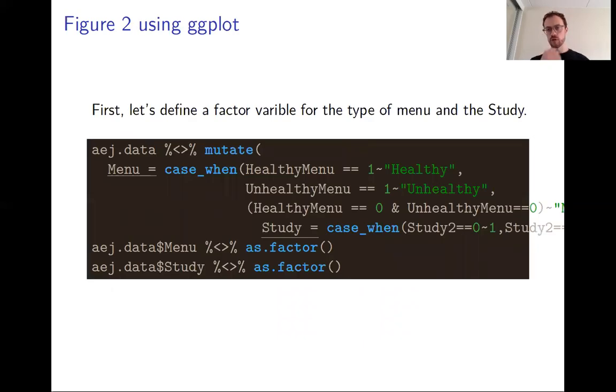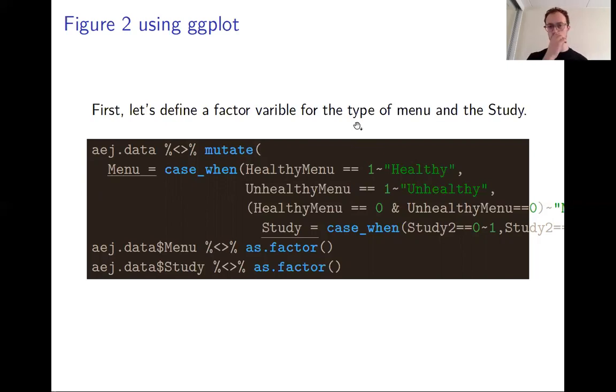So first, since all of the factor variables come as dummy variables, they just have a 0, 1 variable for being in study 2, and they have a 0, 1 variable for having seen a healthy menu, yes, no, or having seen an unhealthy menu, yes, no. But to use ggplot properly, we should have one factor variable that takes on 3 different values for these 3 different menus, either mixed, healthy, or unhealthy.